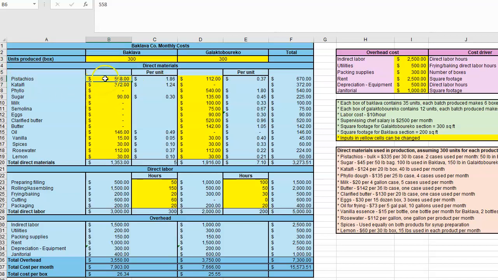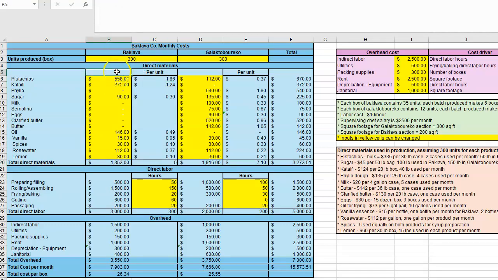Let's see. And then here, when we're talking about direct materials, I'm assuming that this is the direct material per box, right? That would have to be for 300 boxes then, yeah? Yeah, so that would have to, so these are monthly costs. So this is something that you would want to be a little bit clearer on when you're doing per unit. Is that divided by the 3?